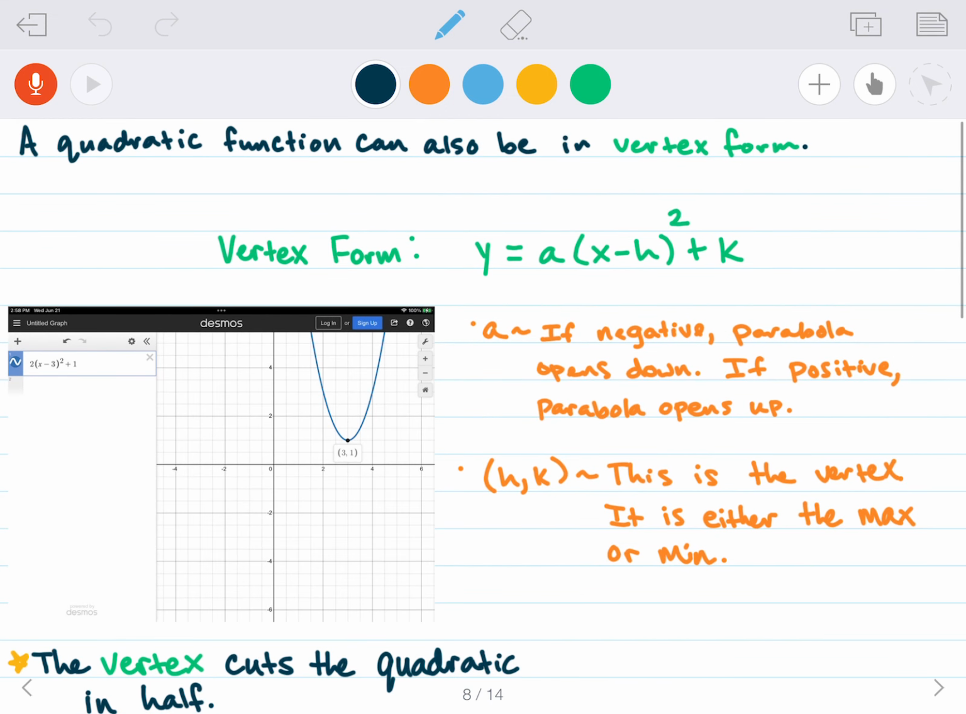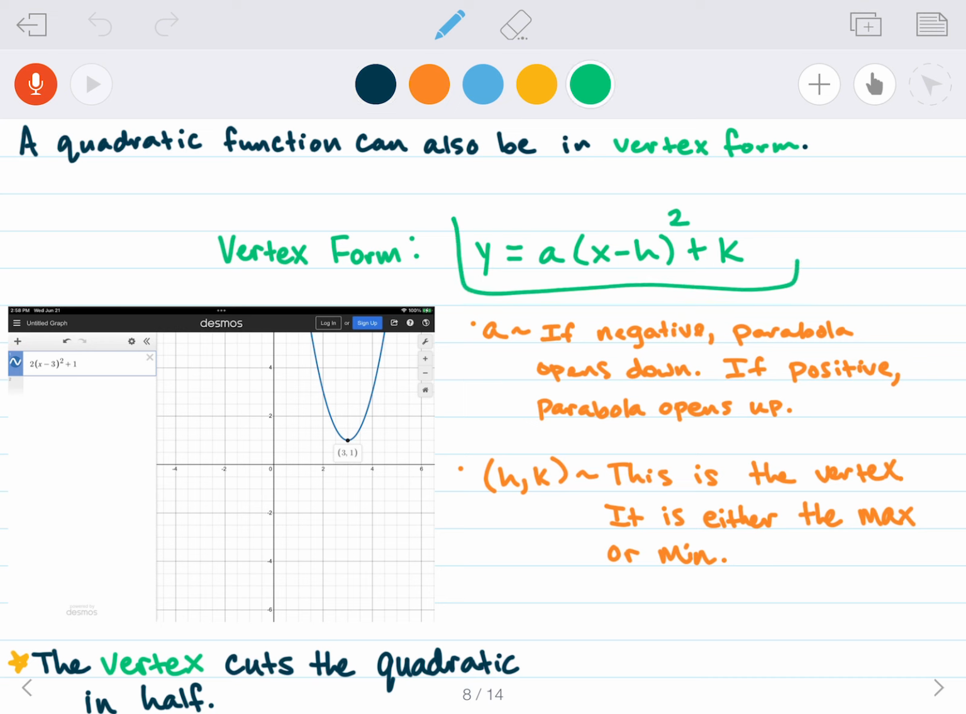Okay. All right, so we just talked about standard form. A quadratic function can look a little bit different, and it can be in something called vertex form. So depending on what you're trying to figure out, vertex form, standard form, and then we're going to talk about factored form can all be useful for different things. So I want to talk about vertex form next.